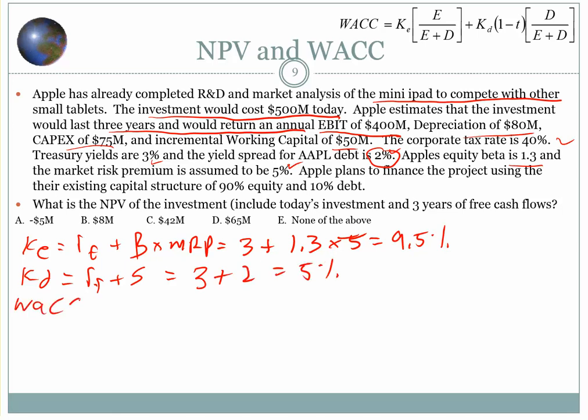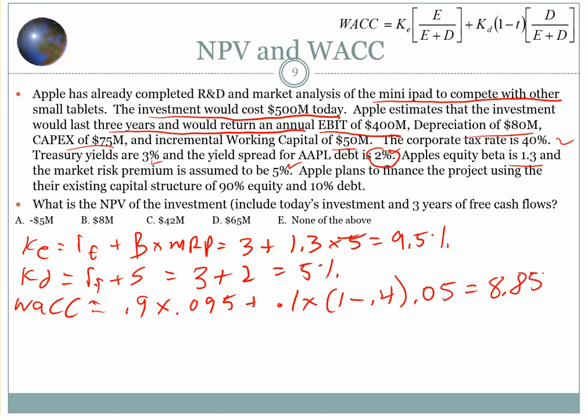My weighted average cost of capital will be the percentage financed with equity times the cost of equity plus the percentage financed with debt times the after-tax cost of debt. That'll give me a WACC of 8.85%.